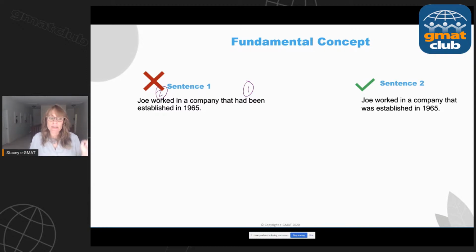So when you see the use of the past perfect, you have to ask, is the author communicating related events? Yes, does the sequencing make sense on a timeline? Yeah, it makes sense. The company has to be established before someone can get a job there. But are the events related? That's the second question. And here the answer to that is no. And if you can't answer yes to both of those questions, do not use the past perfect. Use the simple past tense.